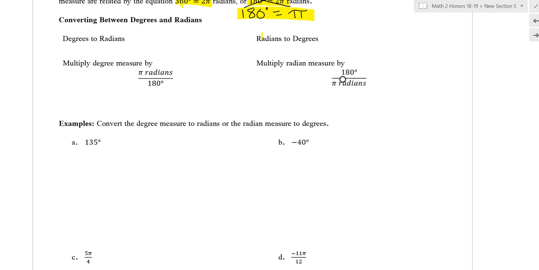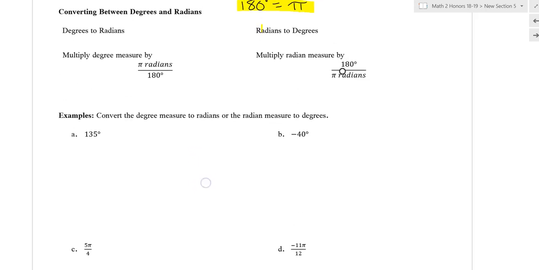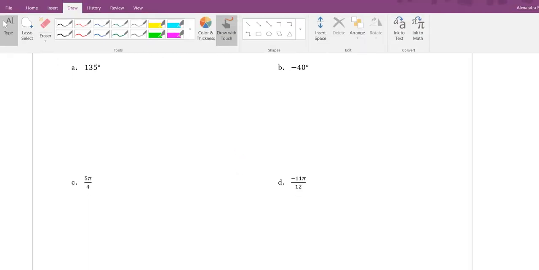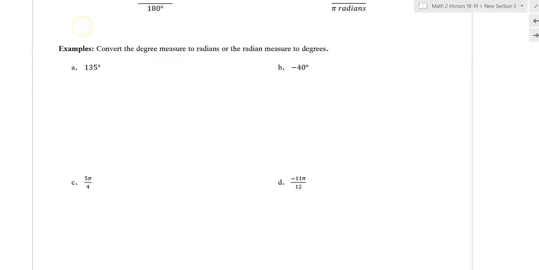And I'll talk about how my brain thinks about which one I want to use. Is it pi over 180 or 180 over pi? So if we look at 135 degrees, I want to get this into radians. I want to get rid of the degree unit, and I want to have a radians unit. That means I want to multiply by pi over 180 degrees.